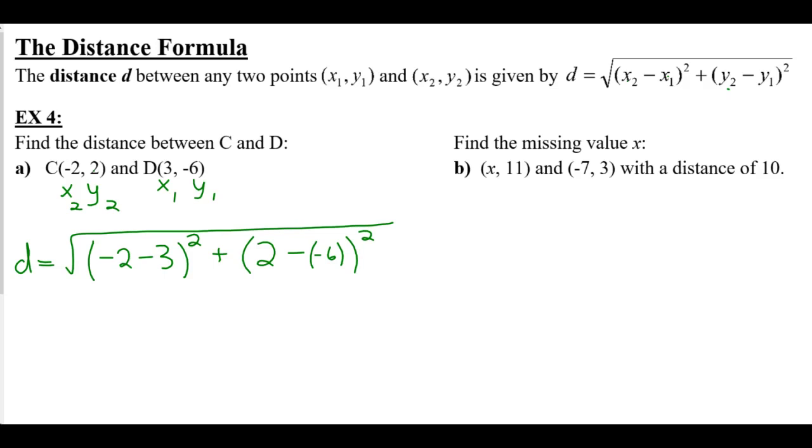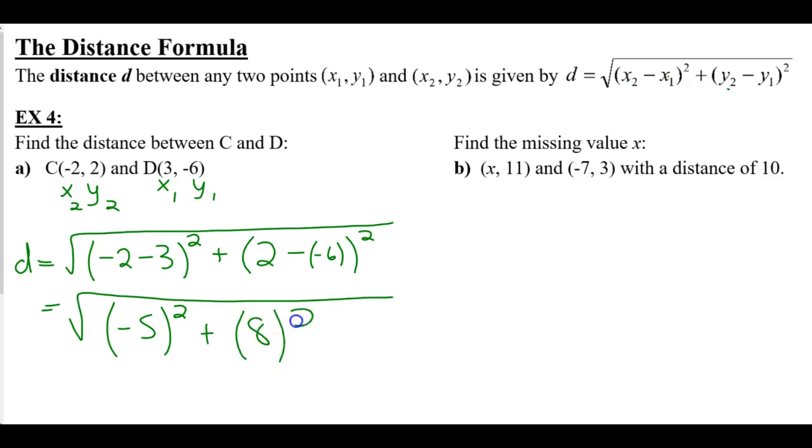So from here on out, you can probably simplify the rest of it. What is negative? Remember, inside out. Always inside out. So what is -2 minus 3? -5 squared plus minus a negative is plus, so that's going to be 8 squared.